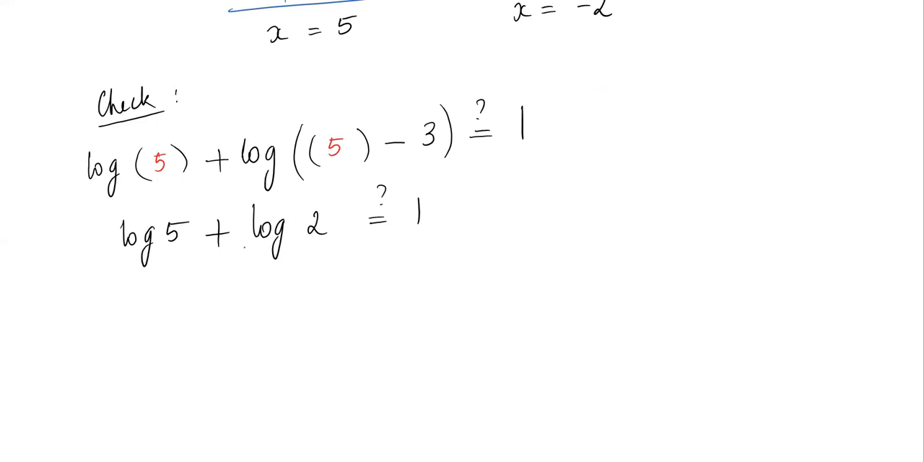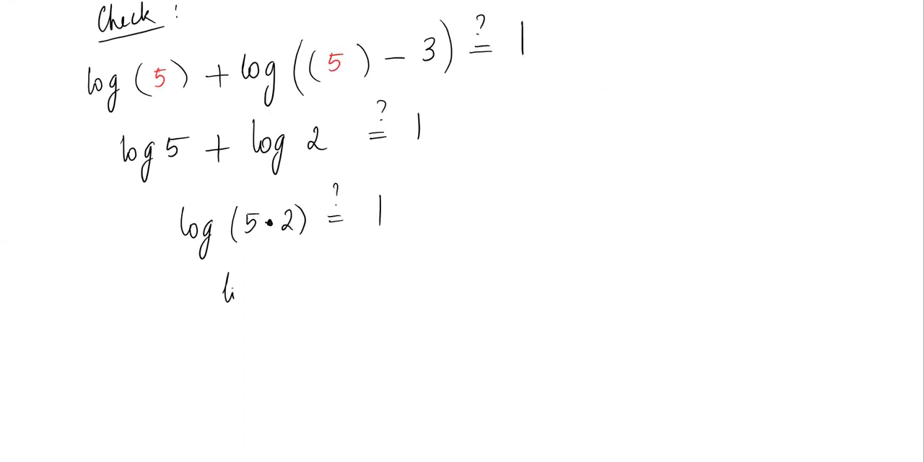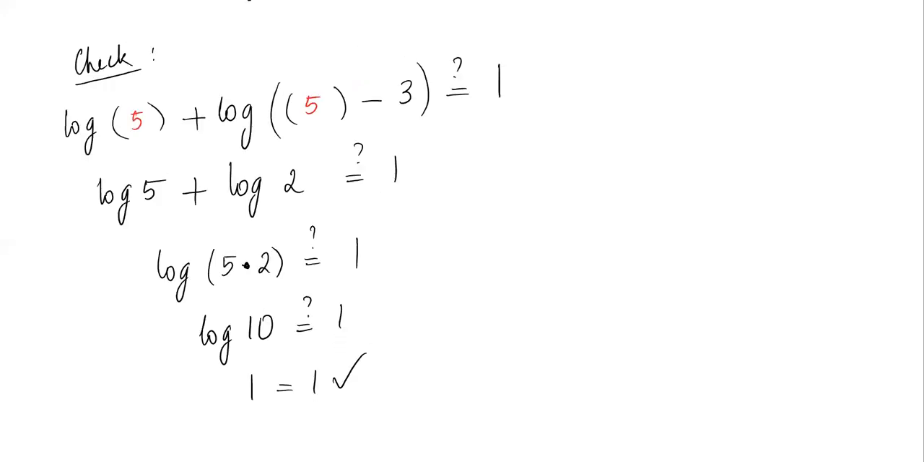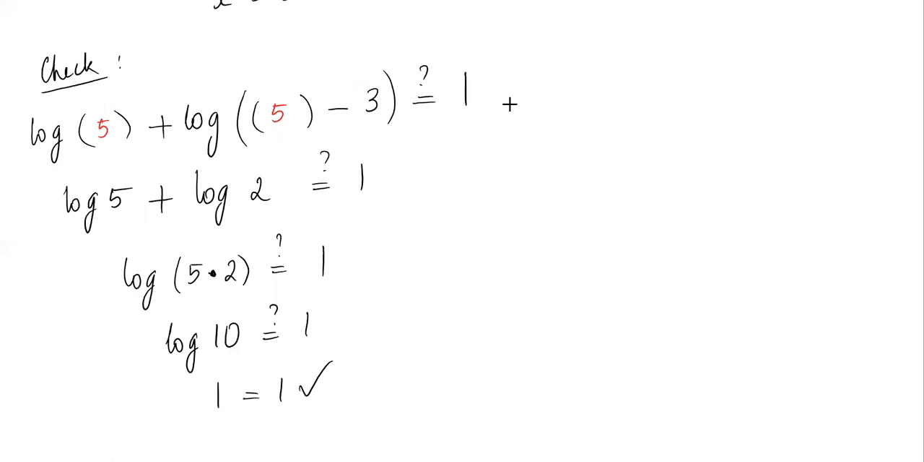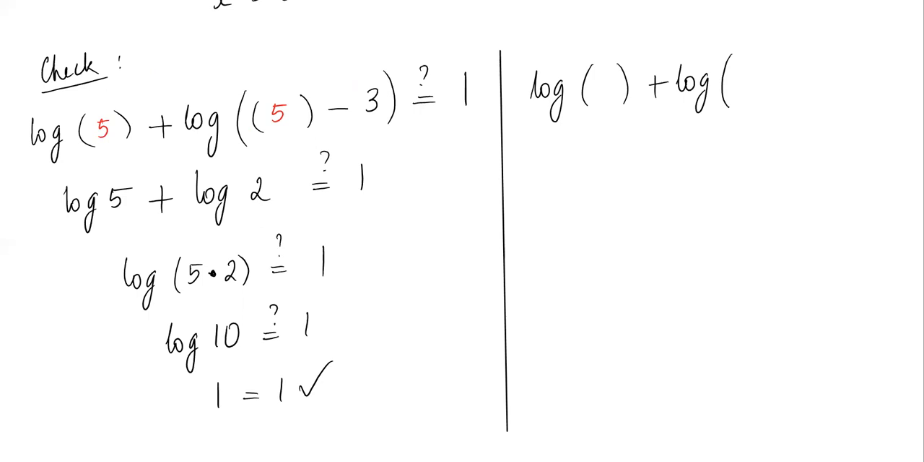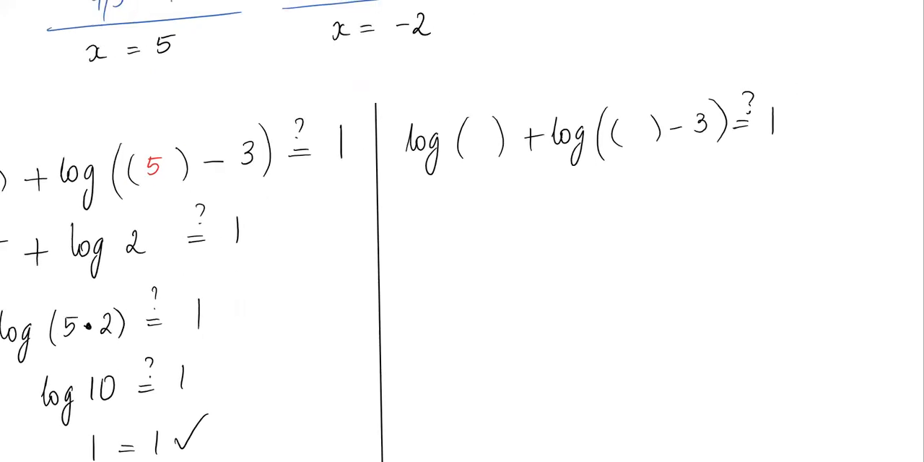Log 5 plus log 2, so same log, and it's being added, so you can use the product rule, which is 5 times 2. That comes back as log 10. 5 times 2 is 10, right? And what is log 10? Log 10 is 1 itself. So 1 equals 1. So this is good for 5. I'd like to check in parallel here. Let me divide the page, and let's check for the other answer. The other one was negative 2.